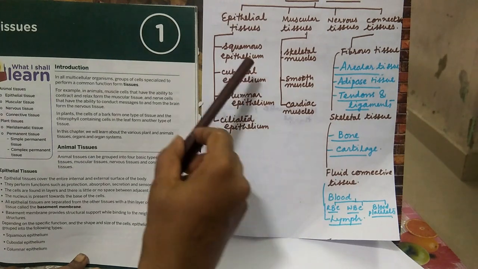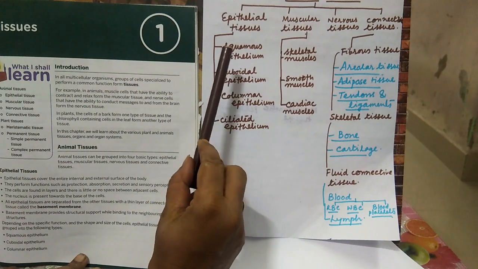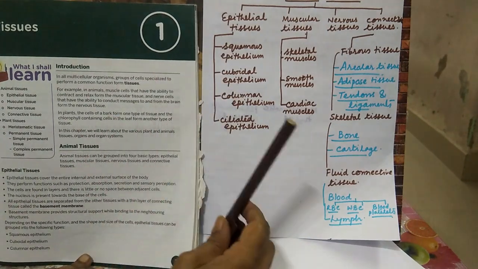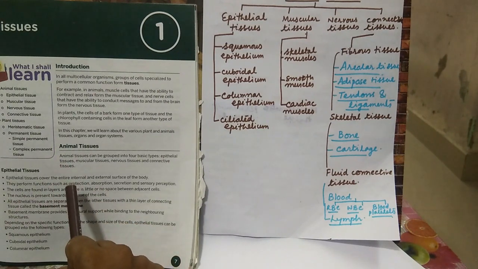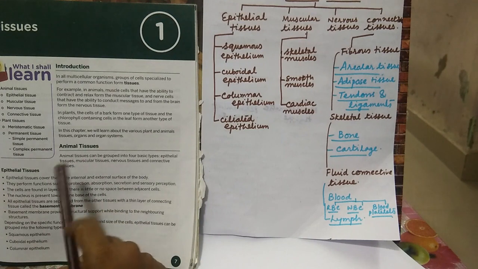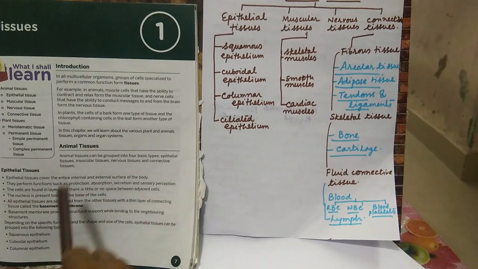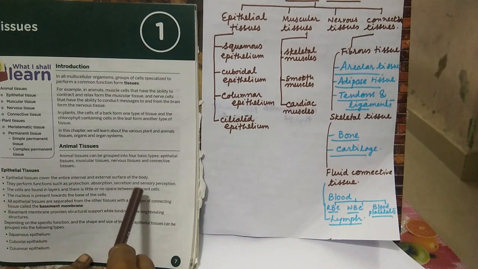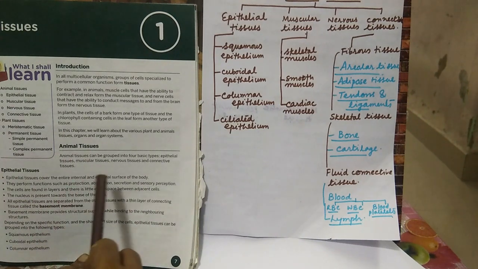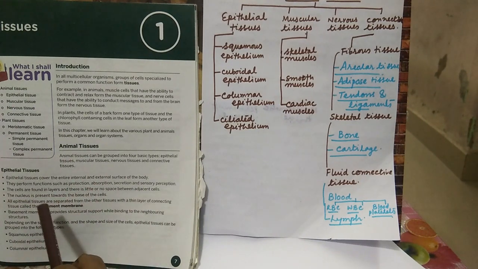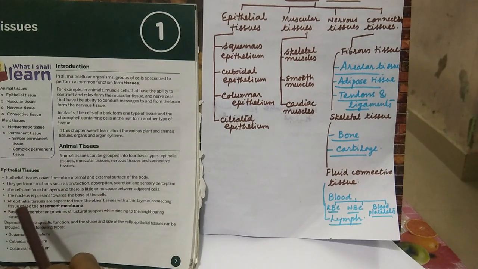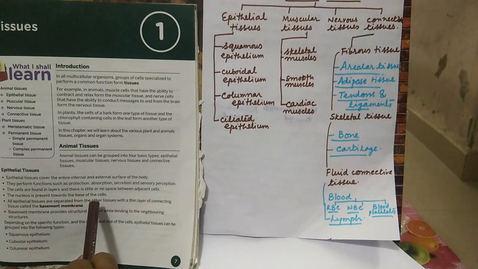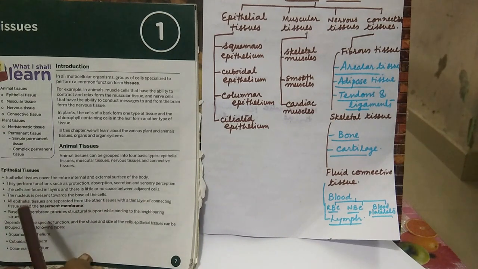Looking at epithelial tissue, we will look at some characteristic features, page number 7. Epithelial tissue is the covering tissue of the entire internal and external surfaces of the body. It performs the function of protection, absorption, secretion, sensory perception, depending upon the organ. The nucleus is present at the base of the cells, and all epithelial tissue is separated from other tissue with a thin layer of connecting tissue known as the basement membrane.